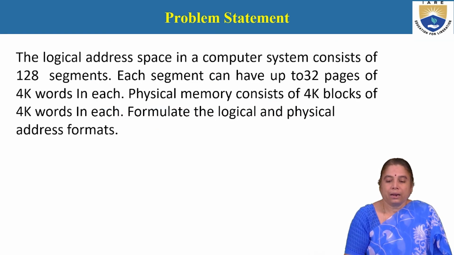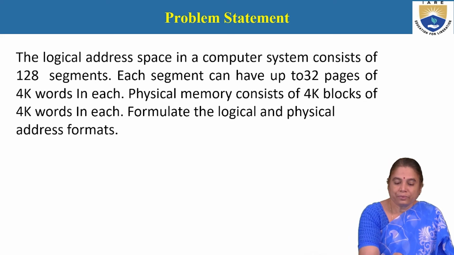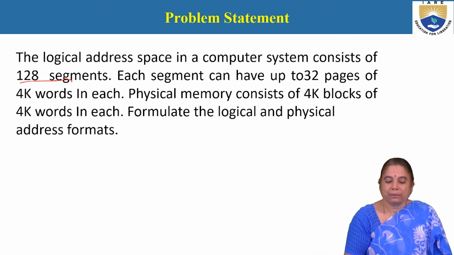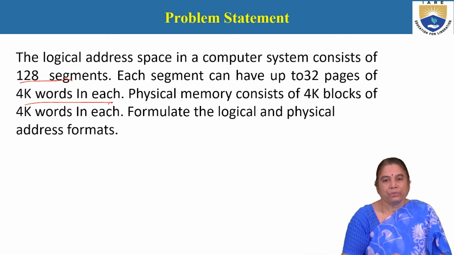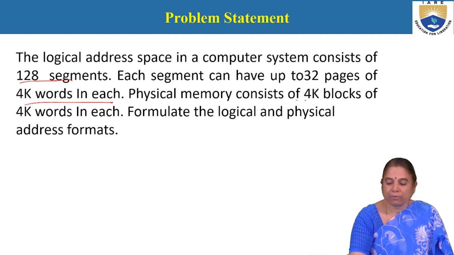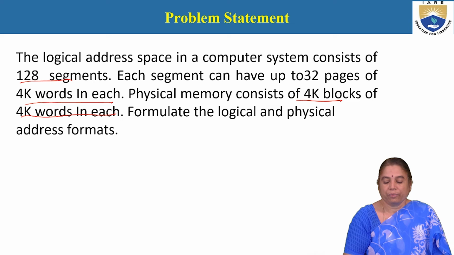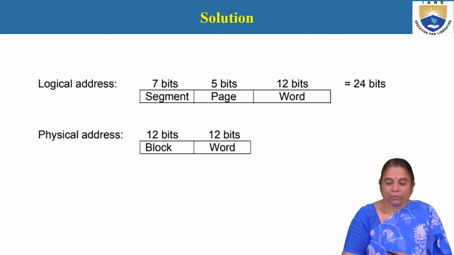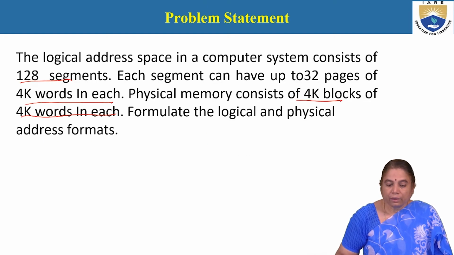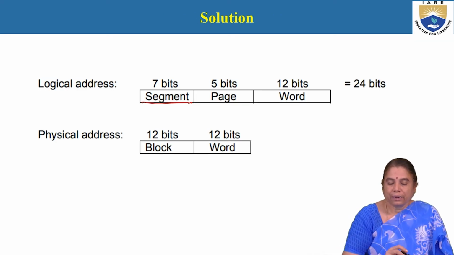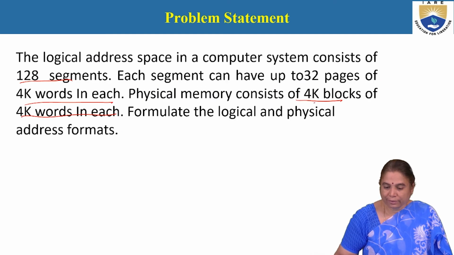Next, the logical address space in a computer system consists of 128 segments. Each segment can have up to 32 pages of 4K words each. Physical memory consists of 4K blocks of 4K words each. Formulate the logical and physical address formats. So the logical address: the segment is represented by 7 bits, the page by 5 bits, and the word by 12 bits.